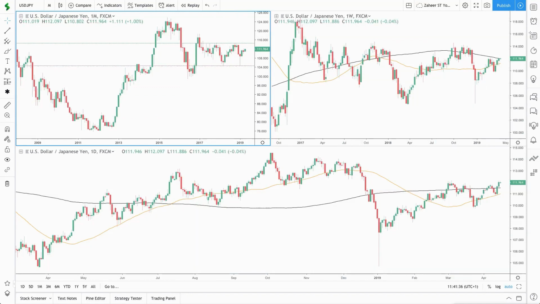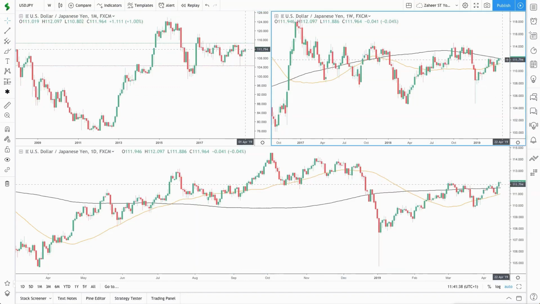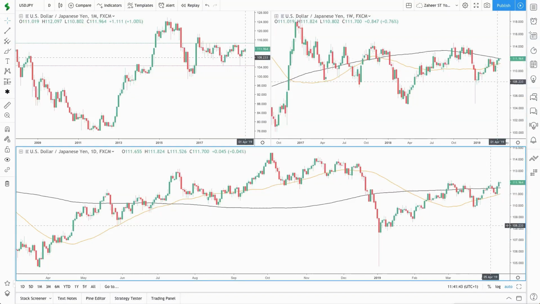If we move across to the weekly time frame, we can see that price is below the 200 moving average. It's retesting it as an area of resistance, but on the daily time frame, price is above the 200 moving average. So at the moment, there's no clear trend direction on this, and this is an example of where you want to be standing aside until price does break out and give us a clear trend direction.